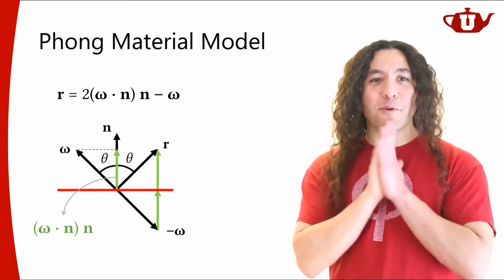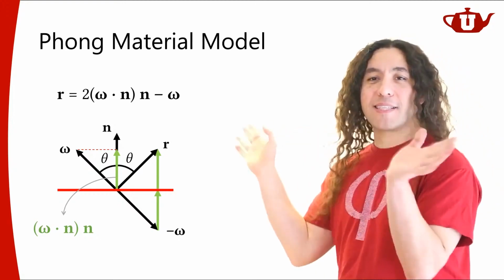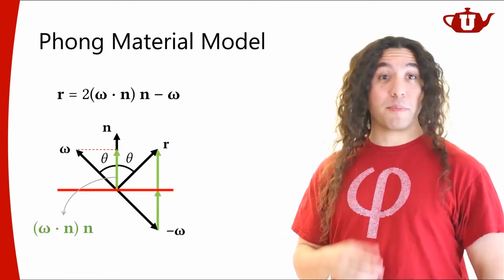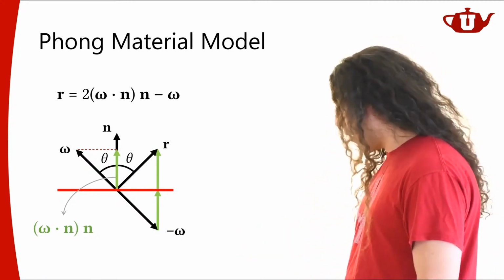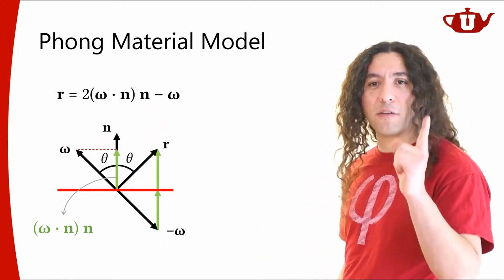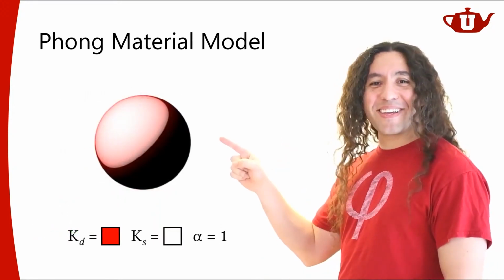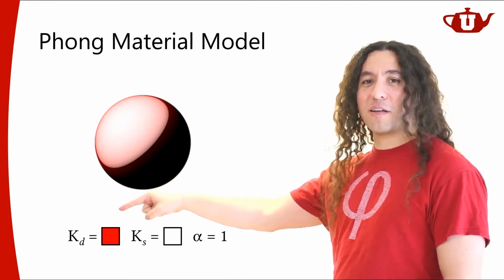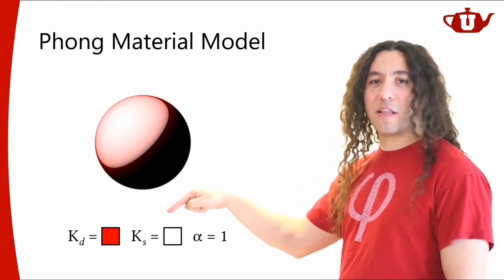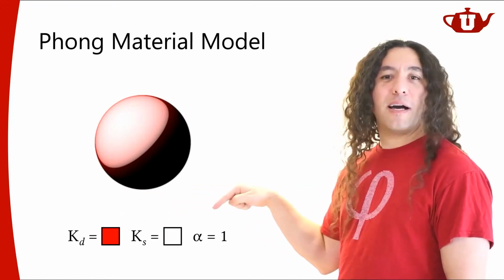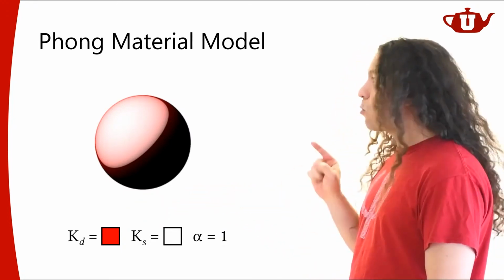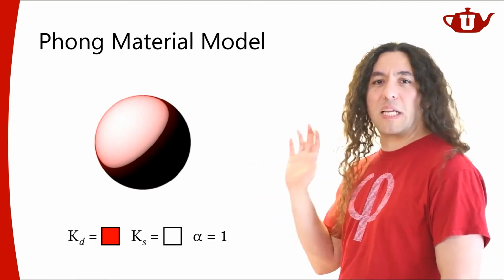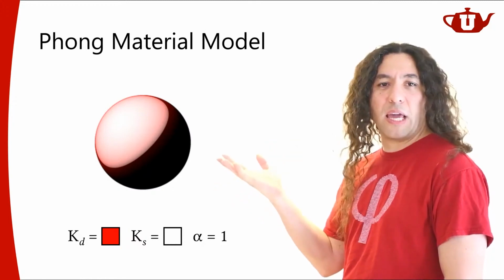Alright, now that we talked about all the math stuff, I can show you some examples of what the Phong material model will look like. For these examples, I'm going to start with a very unreasonable example. Here are the unreasonable parameters. My diffuse color is perfectly red, my specular color is perfectly white, and my exponent is 1. Exponent 1 does not make much sense. You see this really reflective, kind of shiny thing.